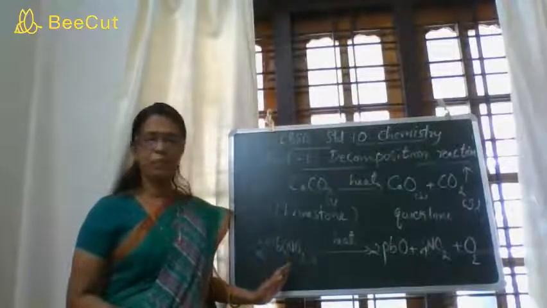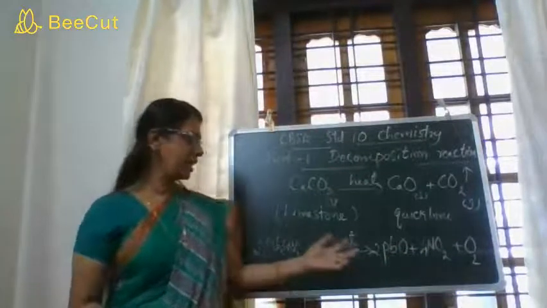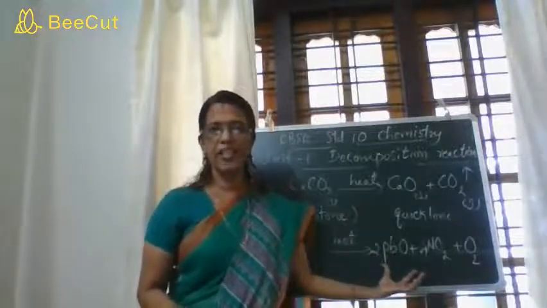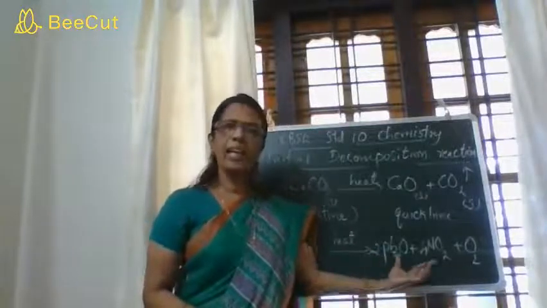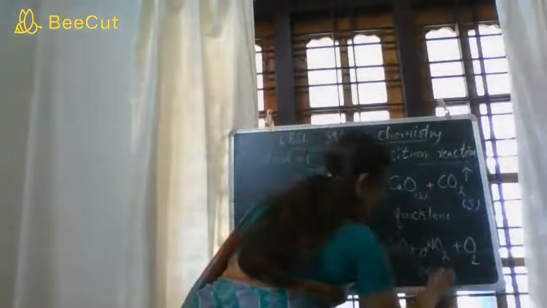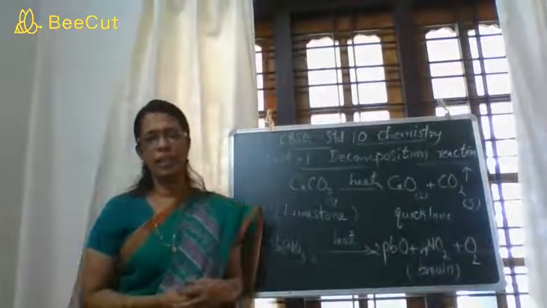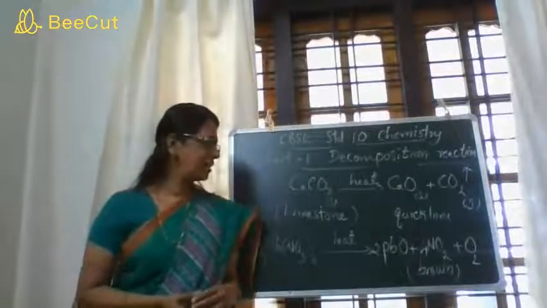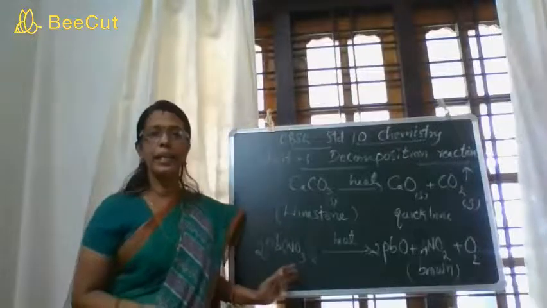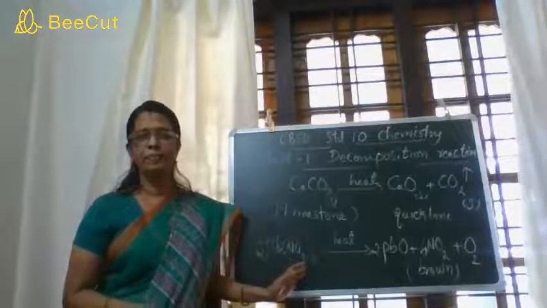Here, this is a single substance, lead nitrate. When it is heated, it is changed into lead oxide and nitrogen dioxide. This is a brown gas. So what happens? What you can observe is a question that is usually asked in the exam. That is, what happens when lead nitrate crystals are heated?